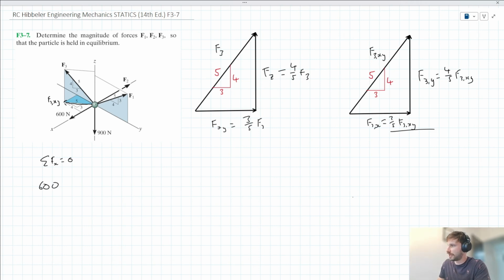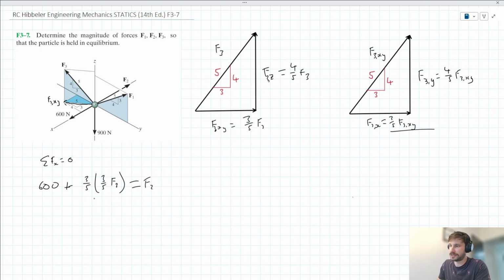And we also note that F3, XY is equal to 3/5 of F3. So the X component of F3, having done what we've done earlier, we could describe as 3/5 of 3/5 of F3. Okay, so since this is 3/5 of F3, XY, and F3, XY is 3/5 of F3, I hope that makes sense. So that's acting towards us. What's acting against us in the X? We've got F2.